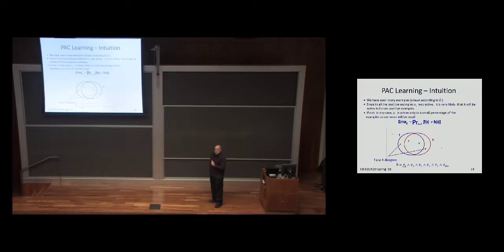Yes? Would it be correct to say that f is the function that explains the true relationship between x and y, and h is our approximation? Exactly. F is the truth. This is how the examples were labeled. This is our target function. H is what we learned. And what we want is to minimize these differences, the areas where H and F disagree.